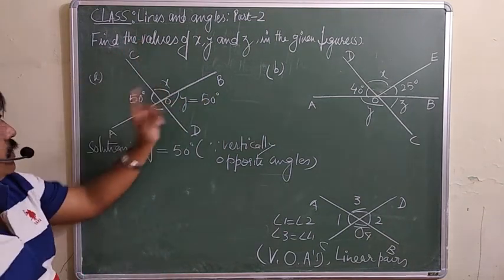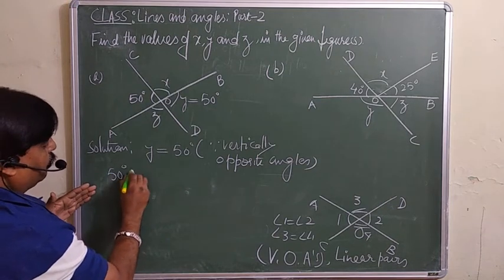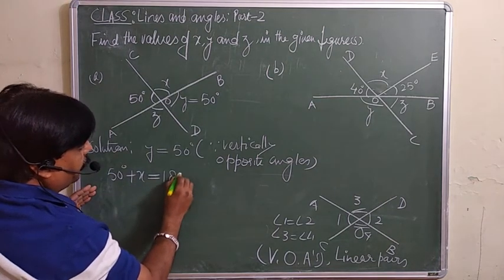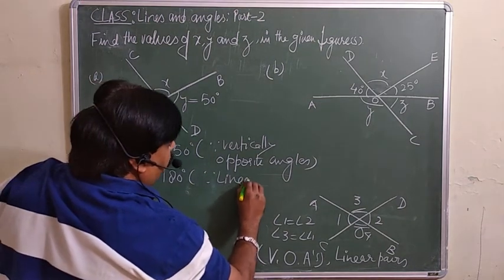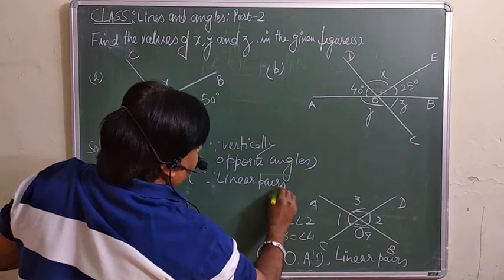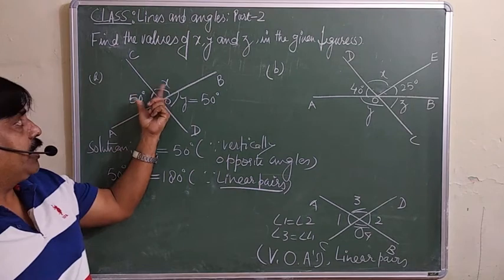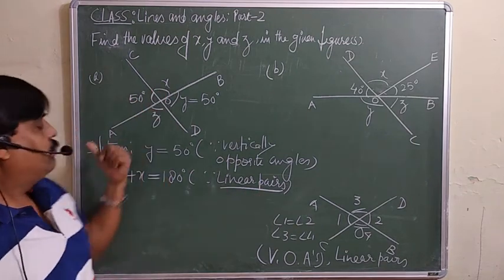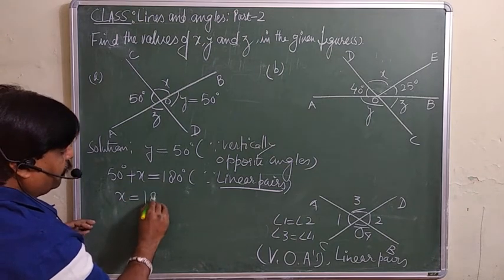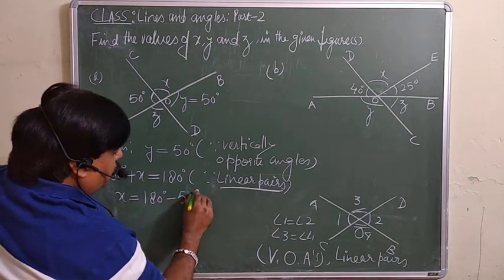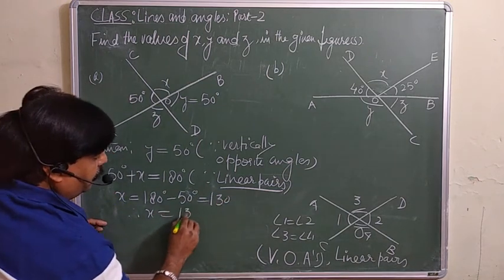Now to find this x, you can see 50 degree plus x will be equal to 180 degree. But this is by linear pairs. Because already we know, ये हमको पता है कि linear pair क्या है? Sum of the two adjacent angles is 180, that is linear pair. So from here you can transpose this 50 on this side. So x is equal to क्या हो जाएगा? 180 minus 50. That is equal to 130. So therefore x is equal to 130 degree.